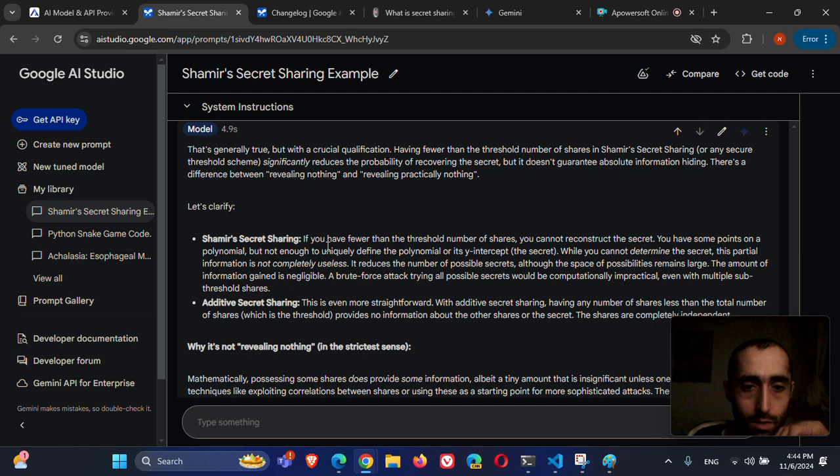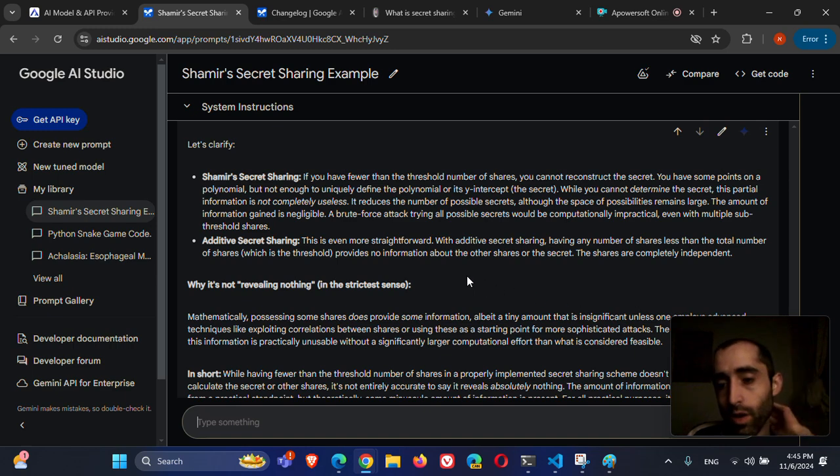If you have fewer than the threshold number of shares, you cannot reconstruct the secret. You have some points on the polynomial, but not enough to uniquely define the polynomial or its y-intercept. You cannot determine the secret, but this partial information is not completely useless. It reduces the number of possible secrets. Although the space of possibilities remains large, the amount of information gained is negligible. A brute force attack trying all possible secrets would be computationally impractical, even with multiple sub-threshold shares. This is even more straightforward with additive secret sharing. Having any number of shares less than the total number of shares provides no information about the other shares or the secret. The shares are completely independent.